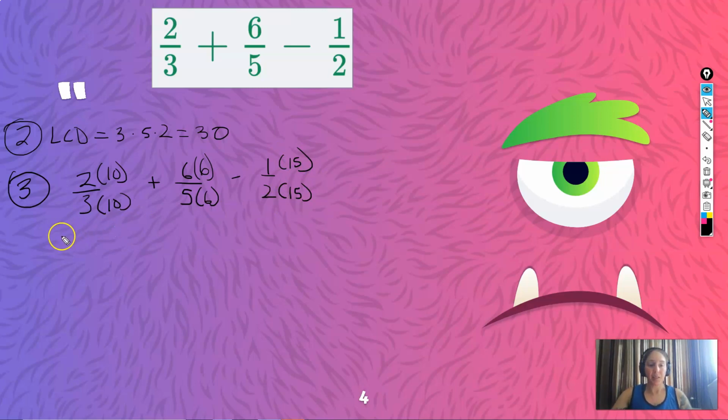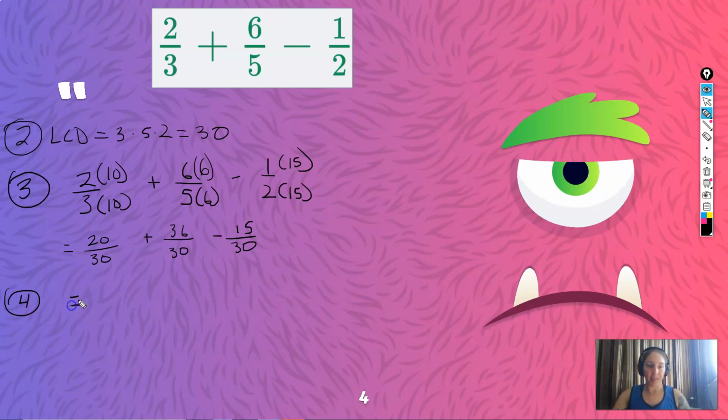So step 4. We're going to add or subtract the numerators now, so let's simplify this a little bit first. That'll be 20 over 30 plus 36 over 30 minus 15 over 30. Now be careful. It's really tempting to say, ooh, I can reduce all those, but don't do it, because you'll end up right back where we started. Now I have everything over 30, so I can go to step 4, which says add or subtract the numerators together.